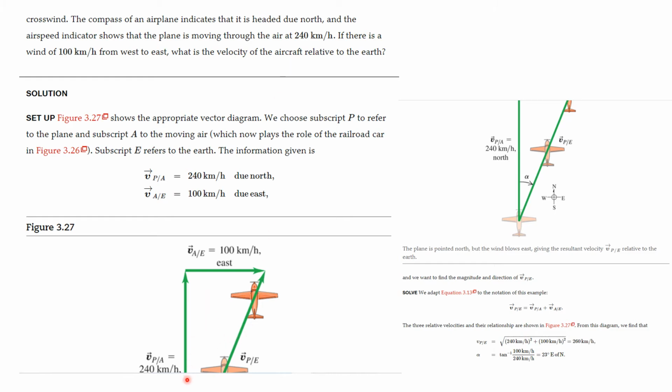So again, I have 240 this way and 100 this way, so I have to find the hypotenuse. It's found by the square root of 240 squared plus 100 squared, and that is 260 kilometers per hour. And the direction: the tangent of that angle is 100 over 240, and I can use my calculator to find that that is 23 degrees east of north.